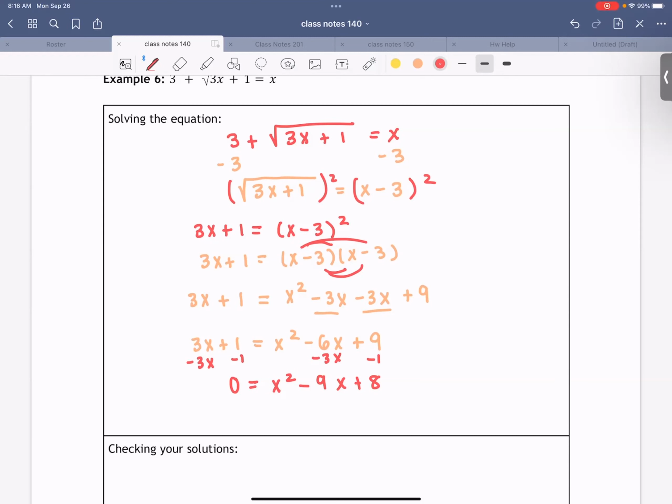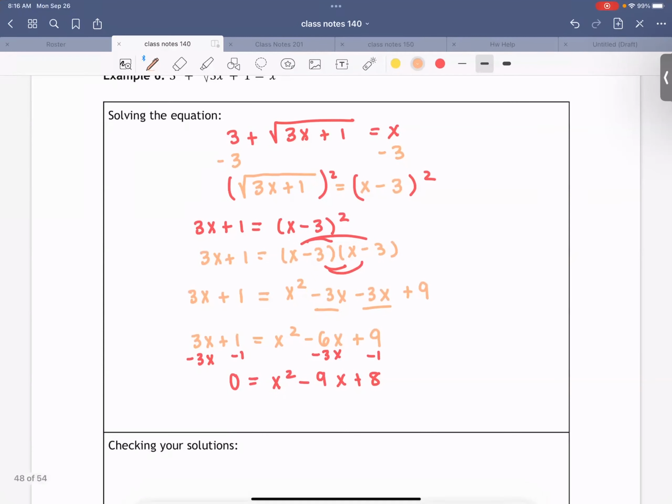Any ideas on what we can do there? Factor. Factor is a good idea. Looks like something we can factor. When we factor things, we need to find two numbers that add to which number?